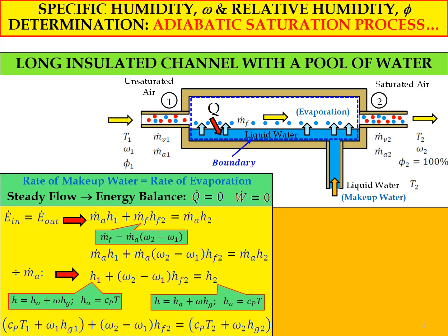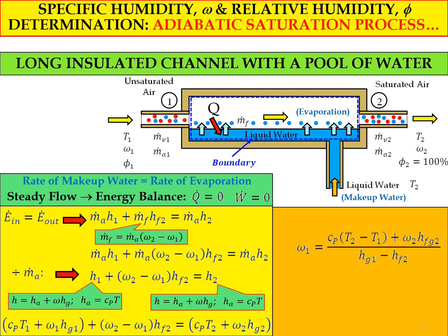Okay, and then if we rearrange the equation, we can derive the equation for omega 1, where omega 1 equals Cp (T2 minus T1) plus omega 2 hfg2, divided by hg1 minus hf2. The values of hf, hfg, and hg we can determine from the saturated water table based on the specific temperature.